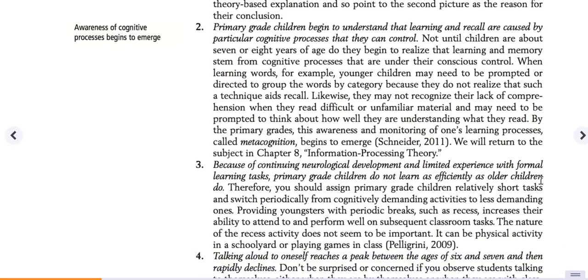Because of continuing neurological development and limited experience with formal learning tasks, primary grade children do not learn as efficiently as older children do. Therefore, you should assign primary grade children relatively short tasks and switch periodically from cognitively demanding activities to less demanding ones. Providing youngsters with periodic breaks, such as recess, increases their ability to attend to and perform well on subsequent classroom tasks. The nature of the recess activity does not seem to be important. It can be physical activity in the schoolyard or playing games in class.